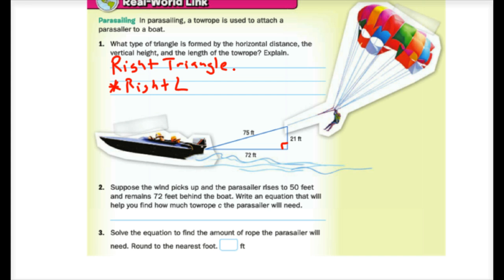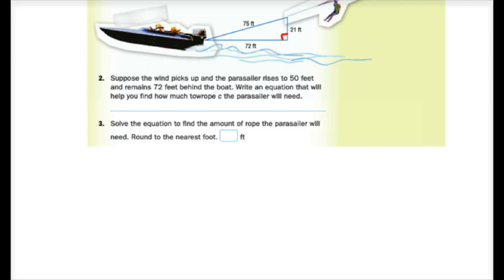Okay? Suppose the wind picks up and the parasailer, I guess that's what you're called, rises to 50 feet and remains 72 feet behind the boat. Write the equation that will help you find how much tow rope, C, there's the hypotenuse, the parasailer will need.